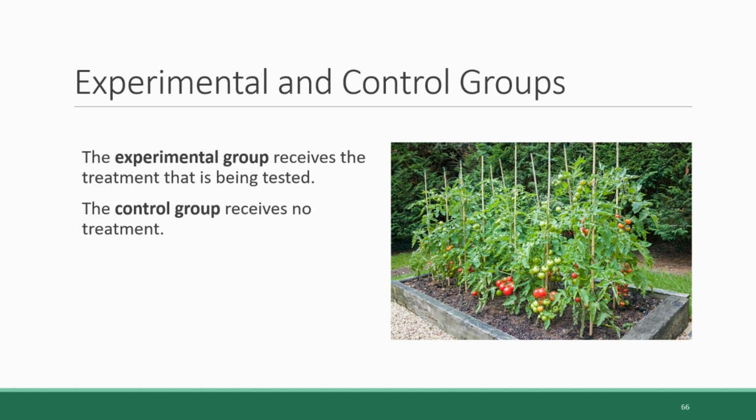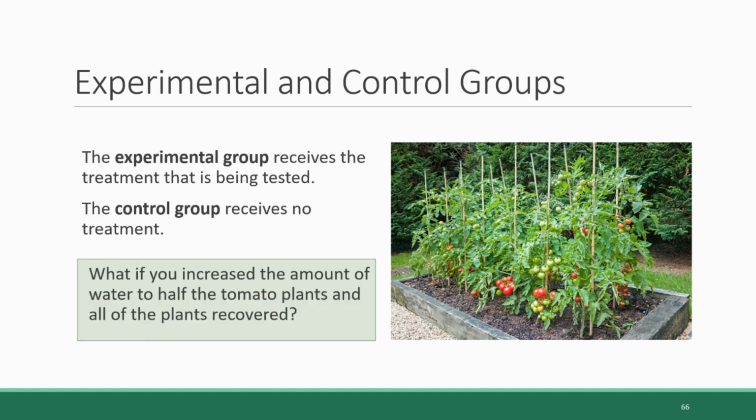The control group is very important because it allows you to say definitively whether the treatment being tested on the experimental group is the true cause of any changes. For example, what if, when you increase the amount of water to half of the tomato plants, all of the plants recovered? That would tell you that it wasn't actually the water that made a difference. It must have been some other factor, because even the control group recovered without a change in treatment.